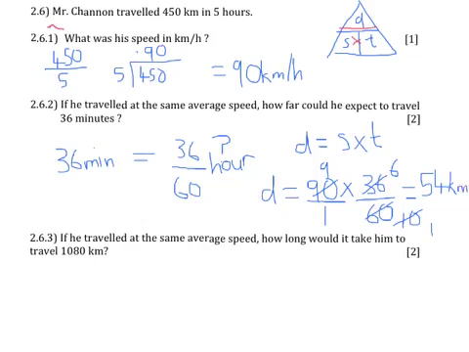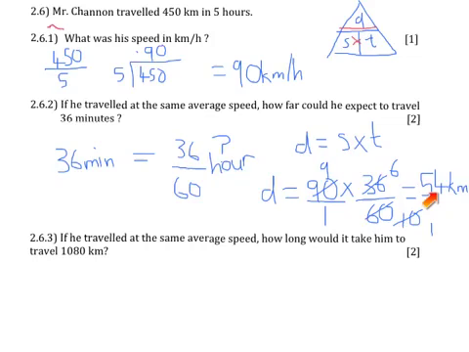Just go back to the question and make sure that you have read it correctly. How far could he expect to travel in 36 minutes? Well, 54 kilometers sounds about right, because in 1 hour he's going to travel 90 kilometers, so this is a fraction of an hour, and that seems intuitively right.